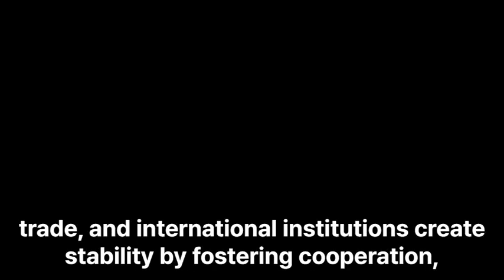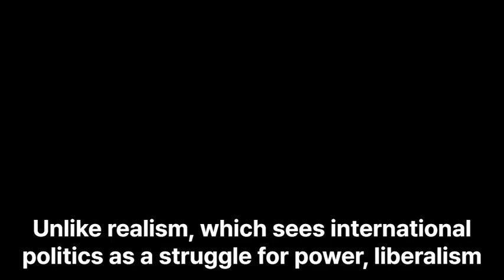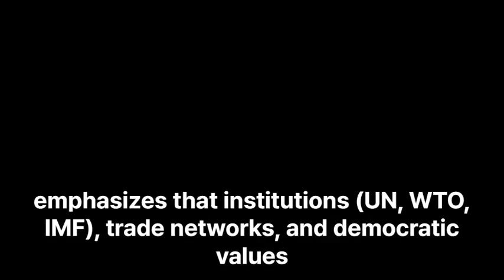2.4. Conclusion. Liberalism asserts that global governance, trade, and international institutions create stability by fostering cooperation, economic interdependence, and diplomatic conflict resolution. Unlike realism, which sees international politics as a struggle for power, liberalism emphasizes that institutions (UN, WTO, IMF), trade networks, and democratic values reduce conflict and promote peace. By encouraging rules-based interactions and mutual benefits, liberalism provides a framework for a more stable and cooperative global order.